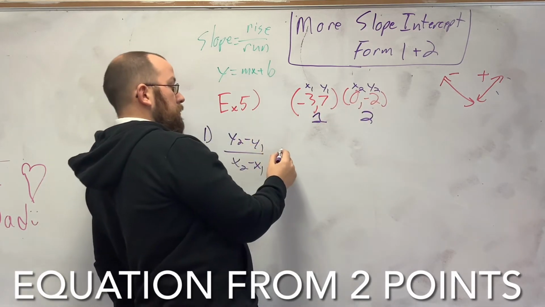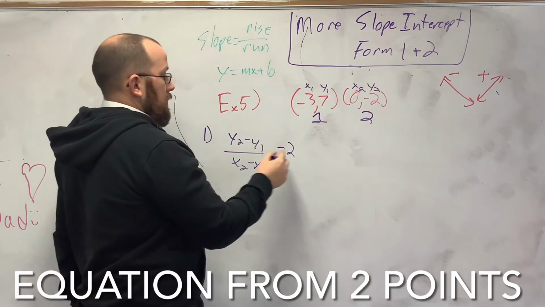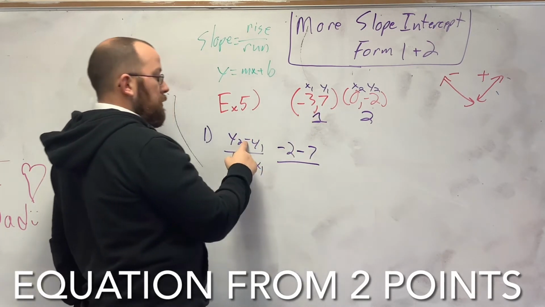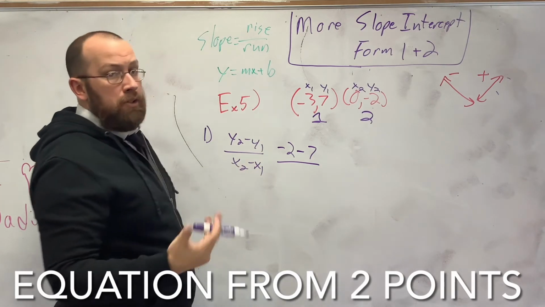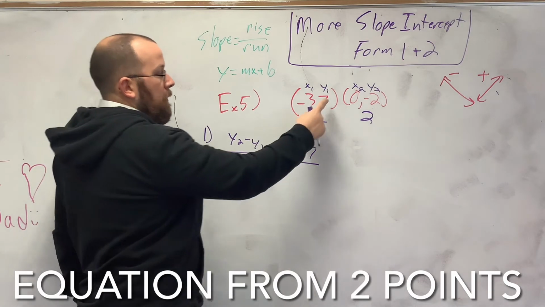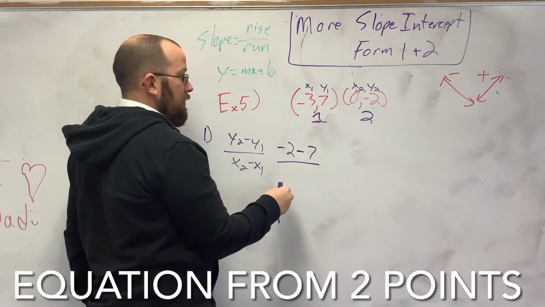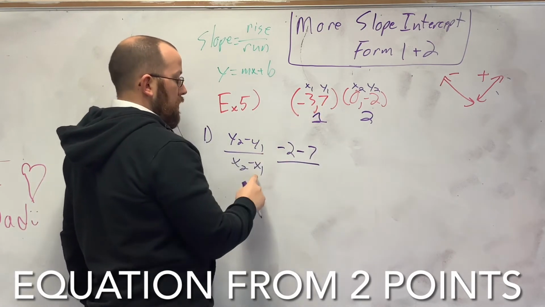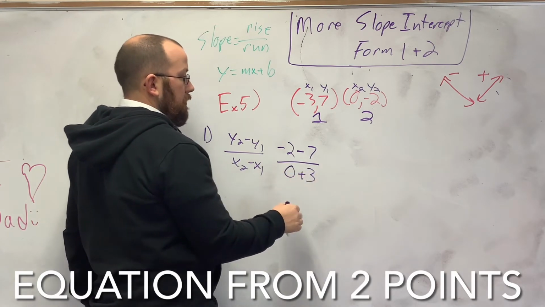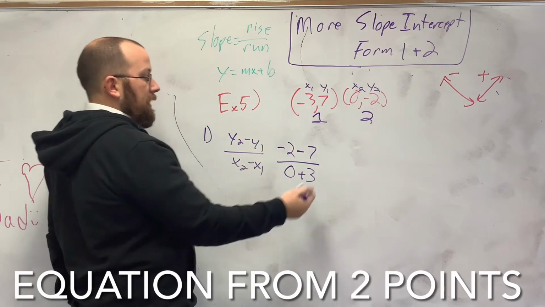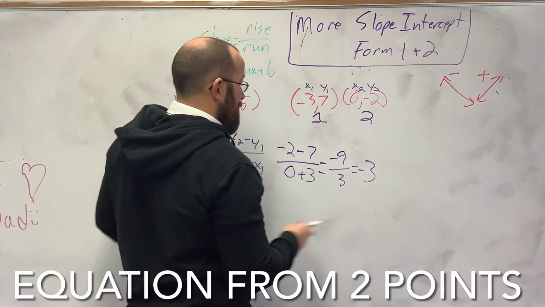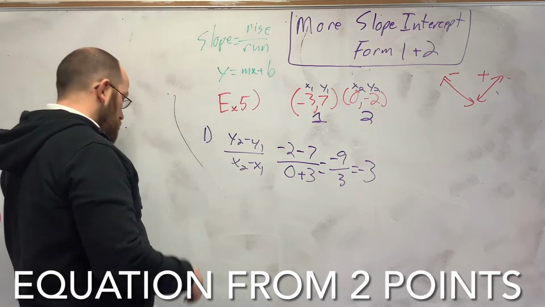So my y2 is negative 2. My y1 is 7. And remember these negative signs right here, that just means you change the sign of that number. So I'm going to change the sign of y1 and x1. So my y1 was 7 here, goes in as negative 7. My x1 is negative 3 here, so when I put it in, it's going to be positive. So 0 plus 3. Because it's negative, I have to change the sign. So it gives me negative 9 over 3, which is negative 3. So I have my slope.